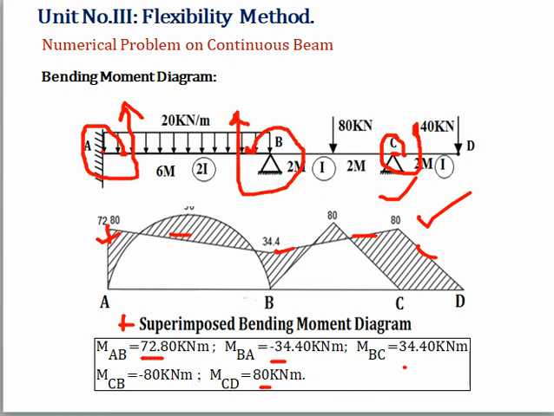Now draw the free bending moment diagram according to the loading. So on AB the load is 20, so your free bending moment diagram value will be WL square by 8. W is 20 into 6 square divided by 8. You will get 90. So this value is 90, and you have to show it in the form of a parabola. And for the point load at mid span, the formula is WL by 4. So 80 into 4 divided by 4, it becomes 80. The portion which does not overlap, you have to show with hatching. So this is your superimposed bending moment diagram.